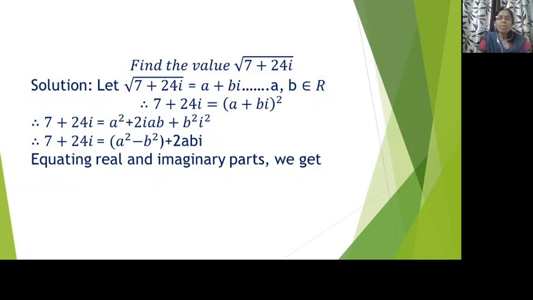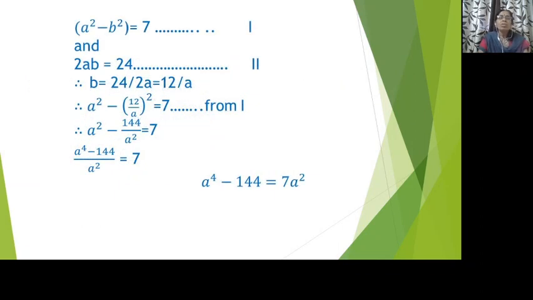Now we have to equate the real and imaginary parts to our given complex number 7 plus 24i. So equating the real part, we get a square minus b square equal to 7. This is equation number 1. Equating the imaginary part, we get 2ab equal to 24. This is equation number 2. From equation 2, we get b is equal to 24 divided by 2a. By dividing 24 by 2, we get the value of b as 12 upon a.